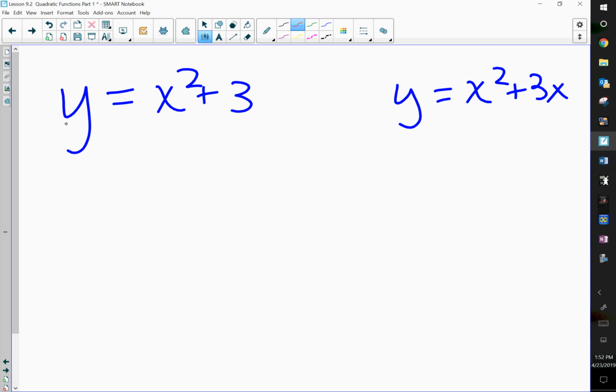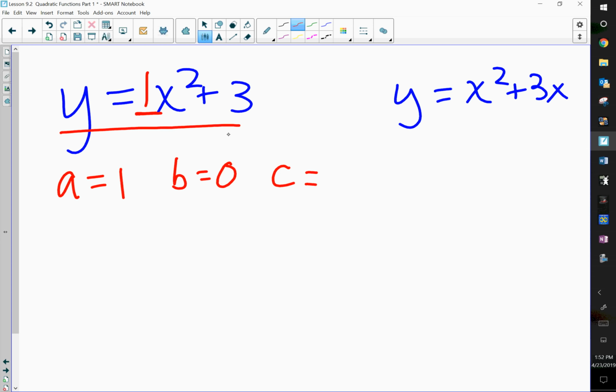So in this first example, your first step is to write out what A and B and C are. The A value is always the coefficient in front of the x squared term. In this case, it's 1. The B value is always the coefficient in front of the x term. Well, in this problem, there is no x term, so it would just be 0. And that makes the C value 3.